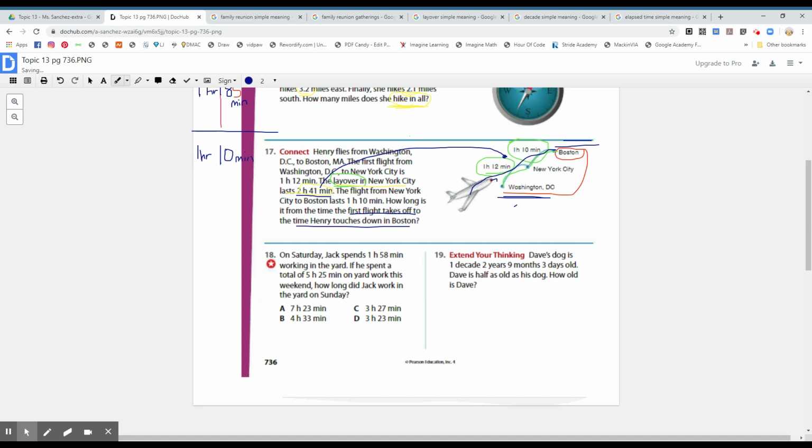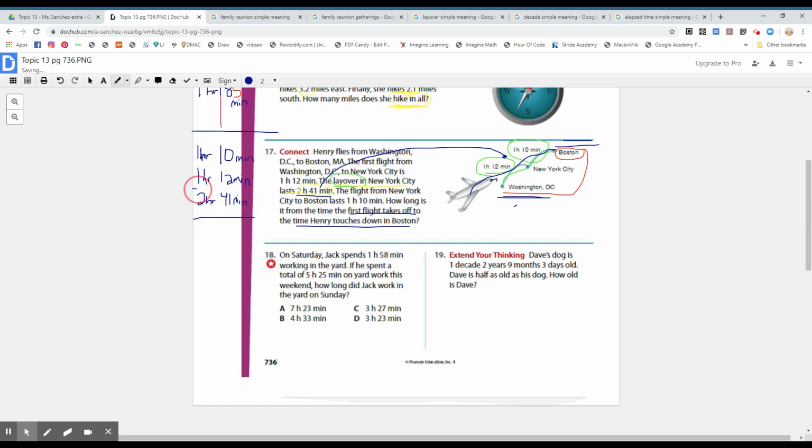And then you also had 1 hour and 12 minutes. But do not forget to include that time that Henry was waiting, boys and girls, with the layover. And he had to wait 2 hours and 41 minutes until the next plane was ready to take him to his destination.